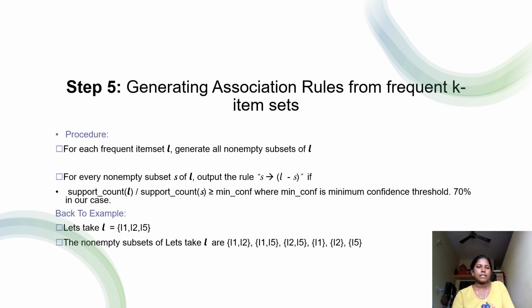Back to the example, let's take L equal to I1, I2, I5. The non-empty subsets of L are I1, I2, I1, I5, I2, I5, I1, I2, I5. So here these are the subsets of our final frequent item set.